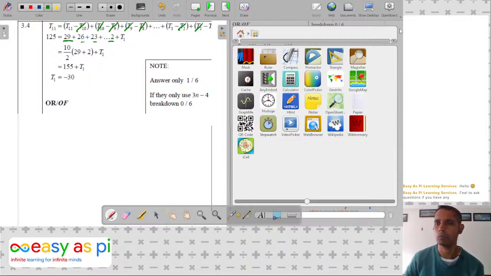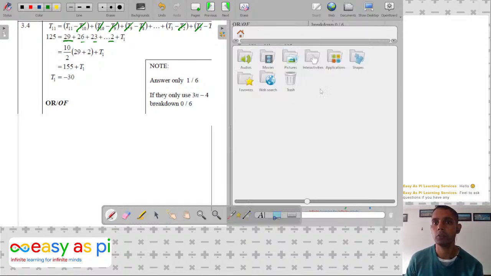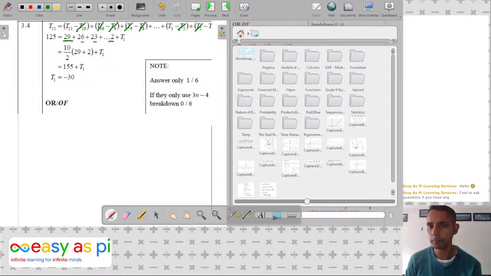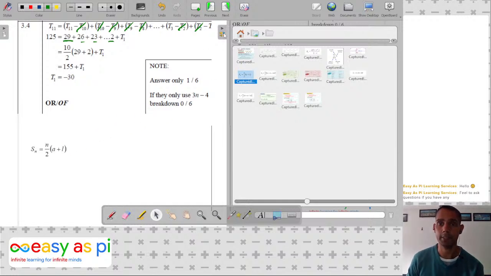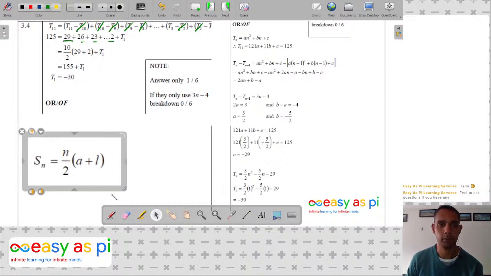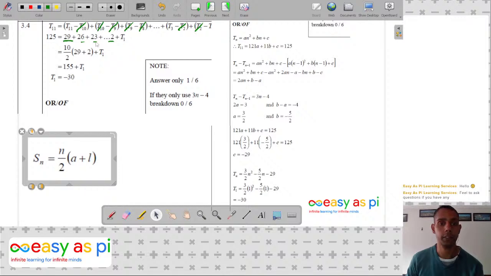Now, you're probably wondering, where did you get that from? Well, this is where I got this from. You might remember that there is another formula for summing arithmetic series, and it's this one. Sn is equal to n over 2 into a plus l, and that's what they've done here. They've converted this because this is your a term, that's your l term. There are 10 terms, and then you say that. And of course, that becomes 155, and if I take it across, I then get T1 is equal to negative 30. So that's a very clever way of doing it.